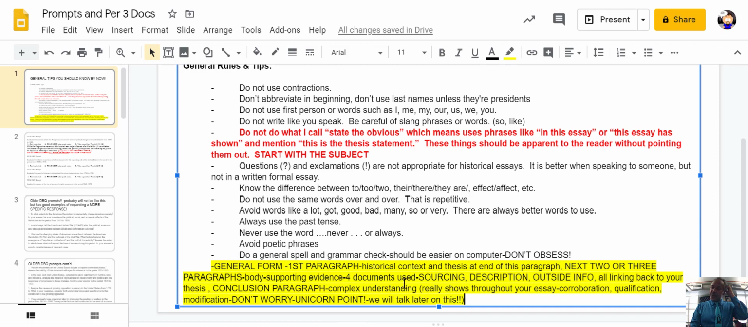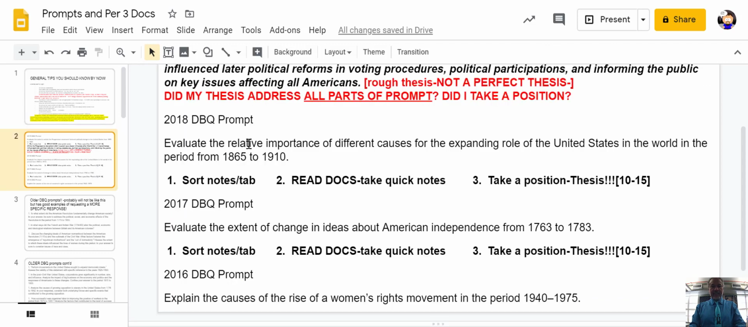Conclusion paragraph, I told you, this is why people, even in this test on May 15th, it is complex understanding. You are showing corroboration, qualification, modification. That should be in your whole essay, but do not worry about it. We will talk about this on Thursday if you want to get your shot at it.